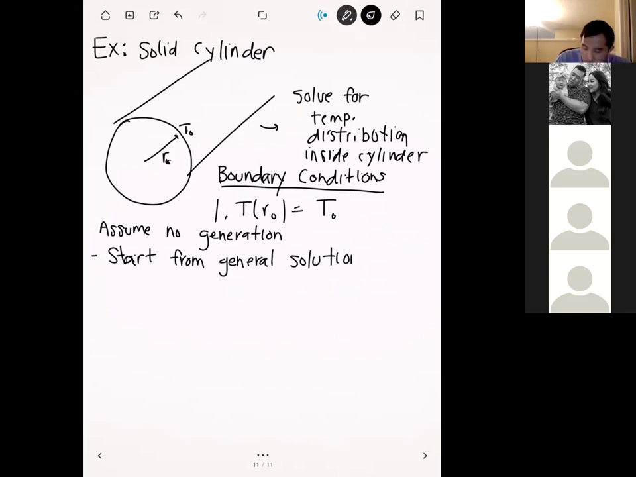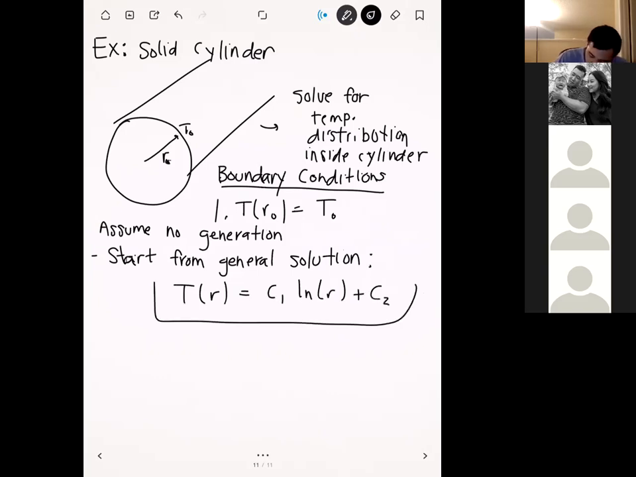Okay. And so after we perform the integration on the heat equation, remember that we started out with this guy right here. And so we have T of R is equal to C1 ln of R plus C2. Because from the last problem, this is where we started to apply our boundary conditions. But at this point, we start to see that we have a problem.